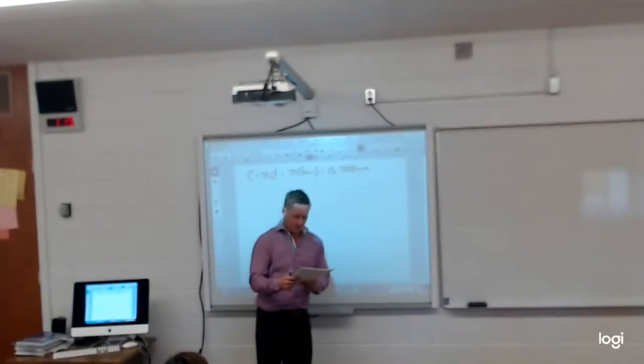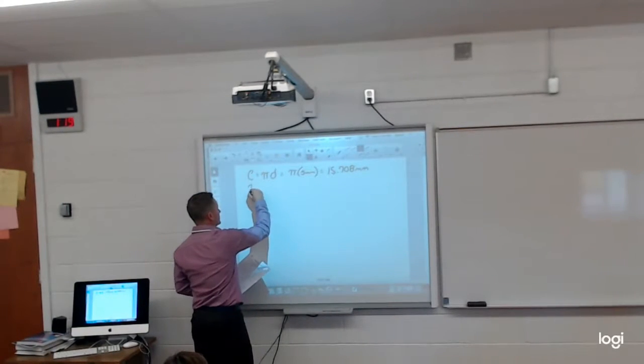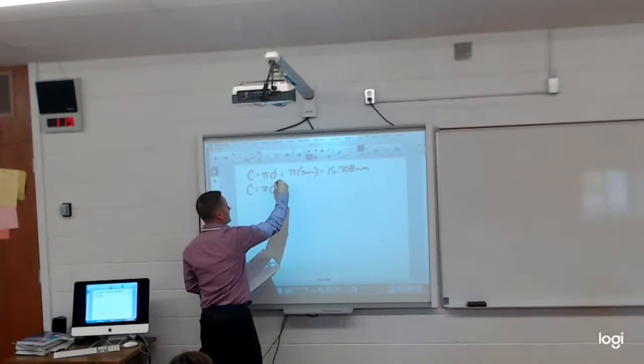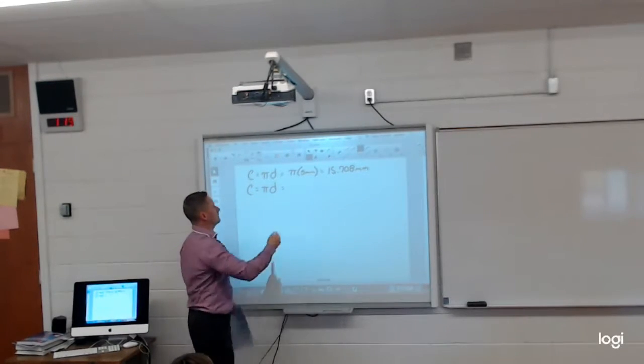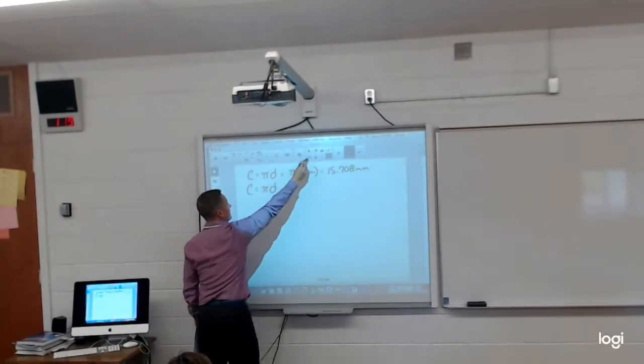Okay, so now they give us the circumference and we have to find the diameter. So how do I get diameter by itself?